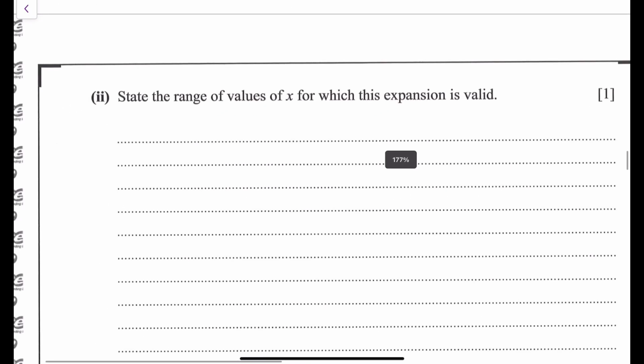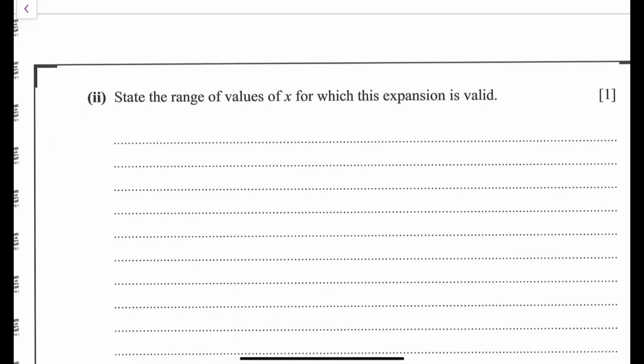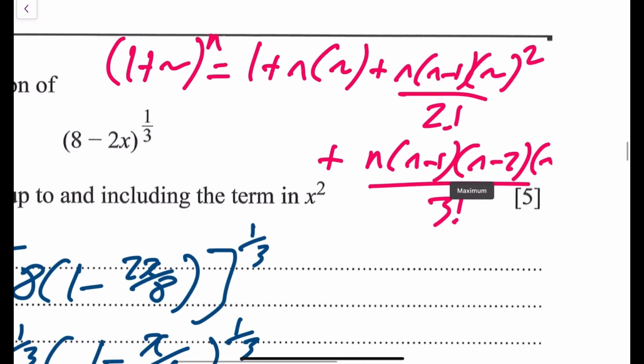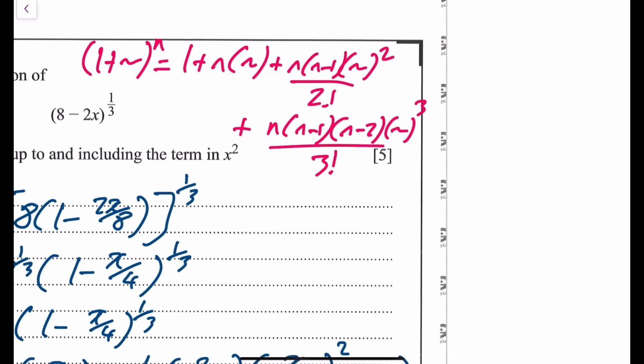Oh, I've missed a bit. It says state the range of values of x for which this expansion is valid. Okay. 1 plus squiggle to the power of n is valid for modulus of squiggle less than 1. That's how you want to learn it.